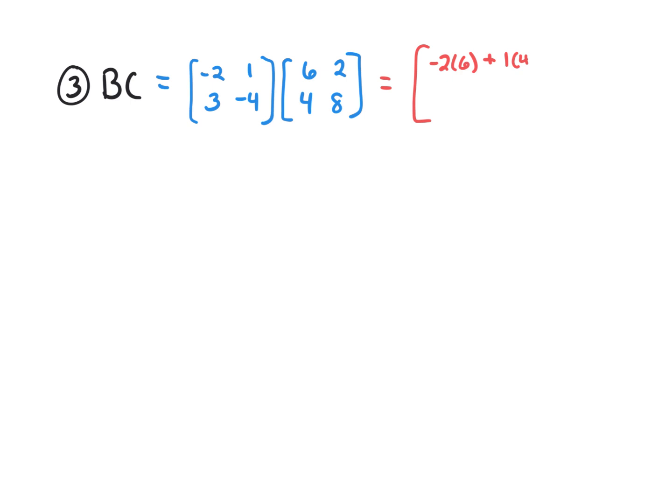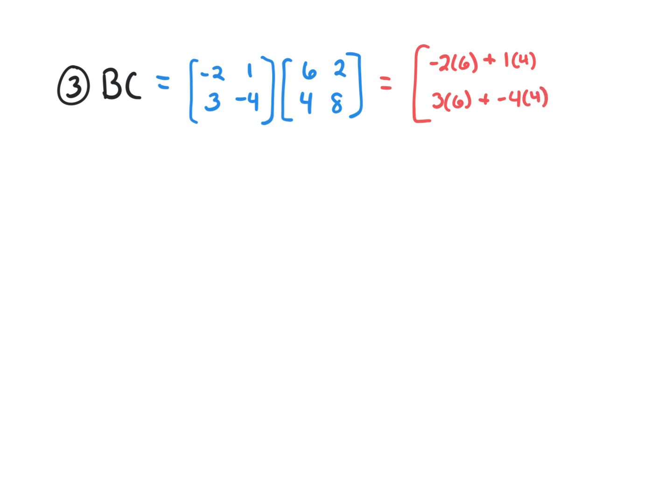Good. Now I'm going to do row 2 with column 1. What do I multiply with 3? 3 times 6 plus negative 4 times 4. Good.